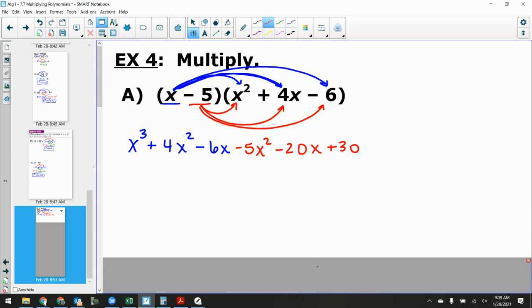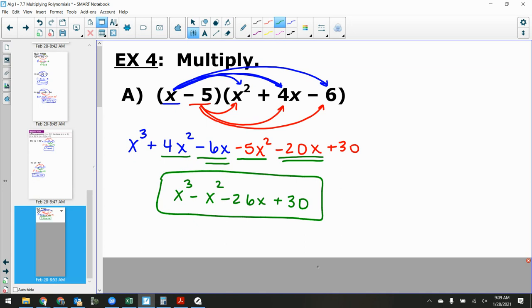And at this point, we just combine like terms. At this point, we just bring down our answer. We have an x to the third. Make sure you're writing it in standard form. I've got a 4x squared and a negative 5x squared. So 4 and a negative 5 make negative 1, or just a negative x squared. We've got a negative 6 and a negative 20 to make negative 26. And then this plus 30 sitting out there on the end. Questions about that? Okay, let's do another one.